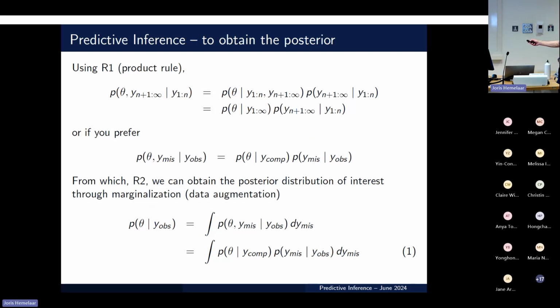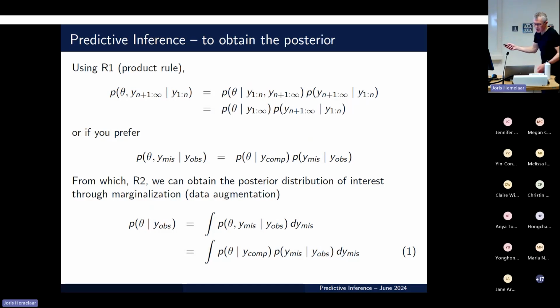But now I'm going to take this joint distribution and I'm going to write it as a posterior given the complete data and the missing data given the observed. And this is the key. This is the key equation to where we're going with this idea of predictive inference. Because once you've got this, you can get back to this posterior through this marginalization trick. But we're going to use this equation to characterize our inference.